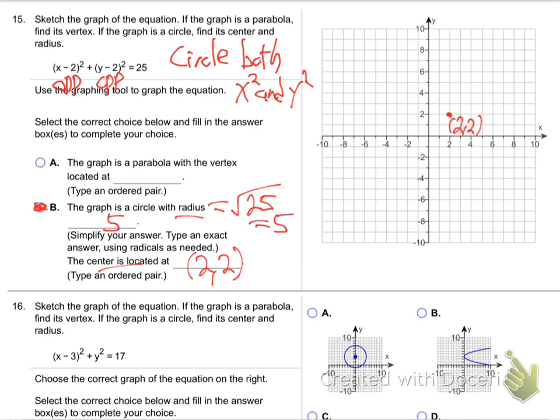And then from that center, the radius is 5, so we go up 5, 1, 2, 3, 4, 5, right there. Down 5. And right 5. And left 5. And then we connect all those dots. There we go.